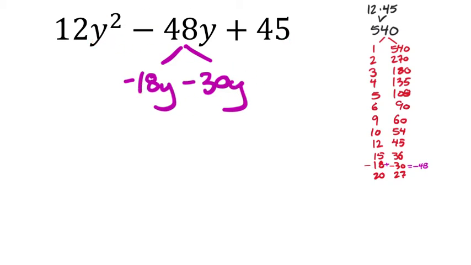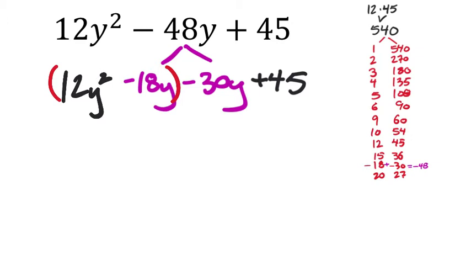So what do we have now? Well, I got 12y to the power of 2 minus 18y minus 30y plus 45. And again, this is only if you do it like I forgot to pull out the 3 in the beginning, right? All right, well, let's look at the first binomial that we're going to combine here. And so I can see that 12 and 18 are both divisible by 6, so I'm going to pull out a 6 from both of these terms, okay?